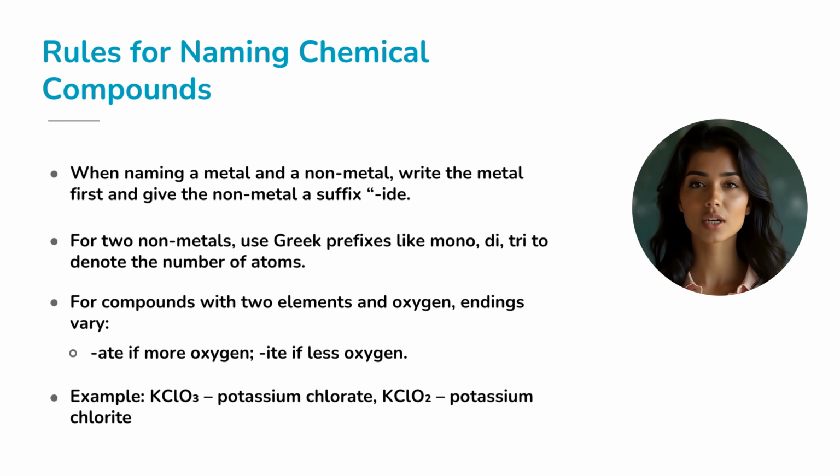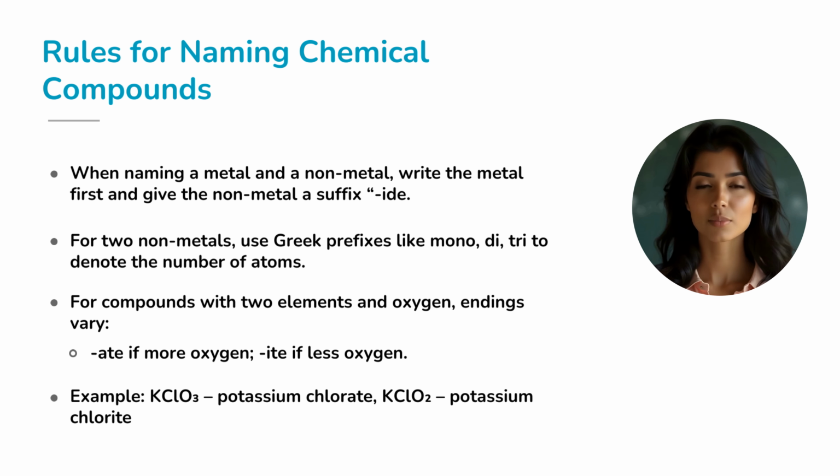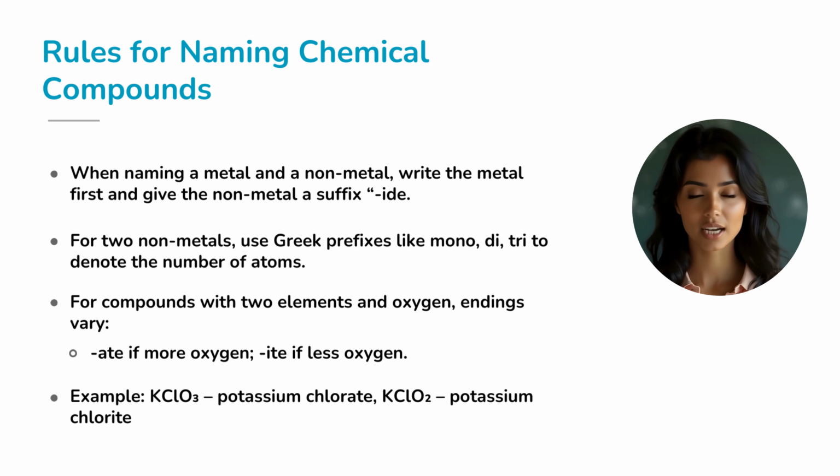Third rule, when oxygen is involved with another element, if the compound has more oxygen atoms, it ends with ATE. If it has fewer oxygen atoms, it ends with ITE. Example, KClO3 is potassium chlorate. KClO2 is potassium chlorite. So, formula writing goes hand in hand with correct naming, making chemical language universal and precise.